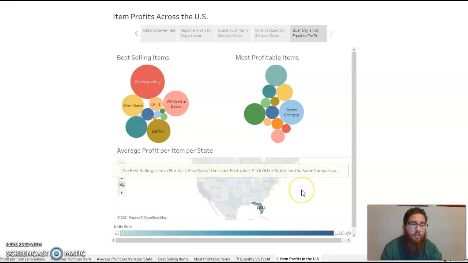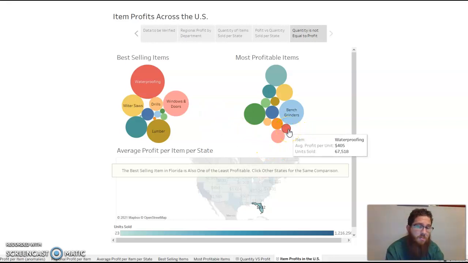This next pane is important because the previous pane could be misleading because you're looking at the data at a national level. Across the nation, things kind of average out. Profits are very similar. But if you drill down at the state level, in this case Florida, you can see waterproofing is by far the best-selling item. But looking at it on a profit basis, we're not making that much profit per item sold when it comes to waterproofing.